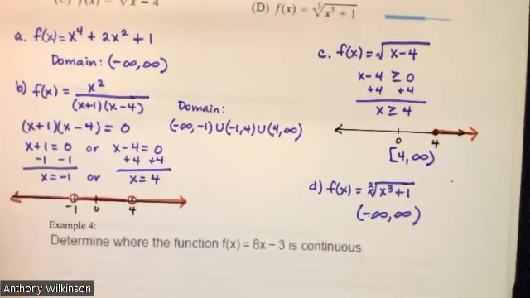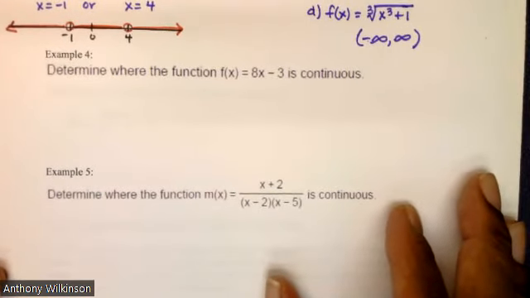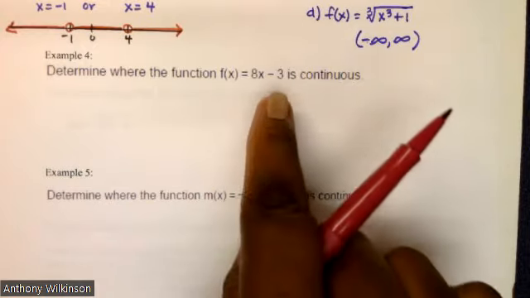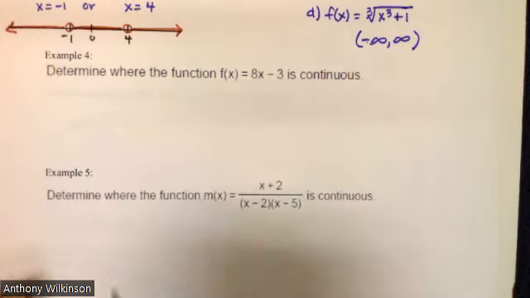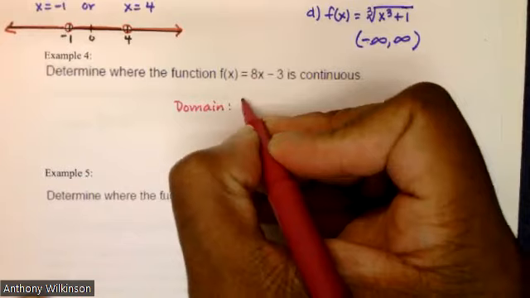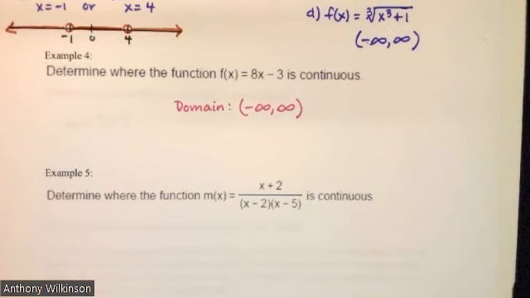All right. Now here's some more practice on where functions are continuous. Like in example 4, determine whether the function f of x is equal to 8x minus 3 is continuous. Well, that's a linear function which classifies as a polynomial function, which means that every x value that you assign to it, you will get an f of x value for it. So its domain in interval notation would be from negative infinity to infinity.